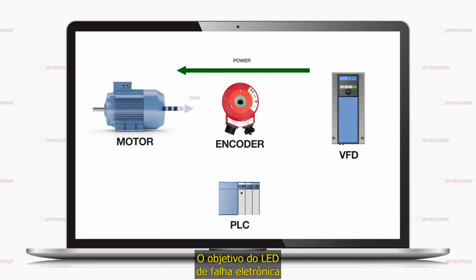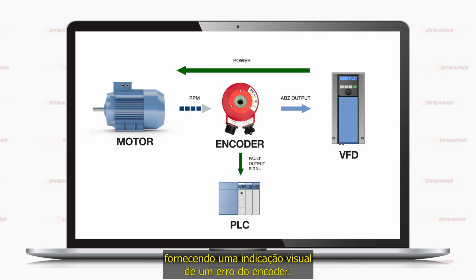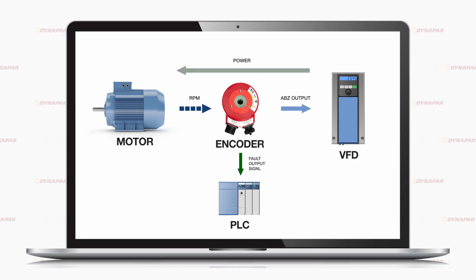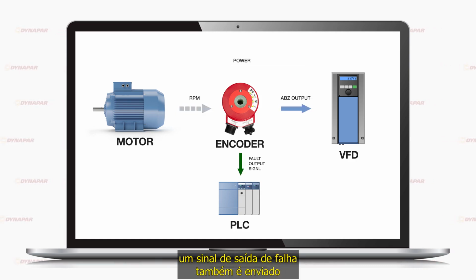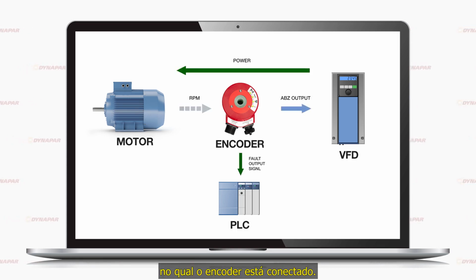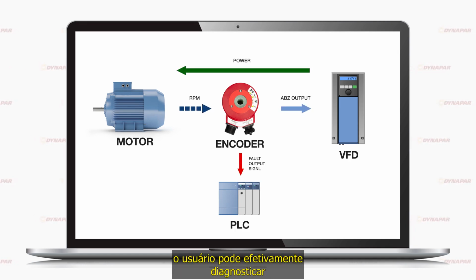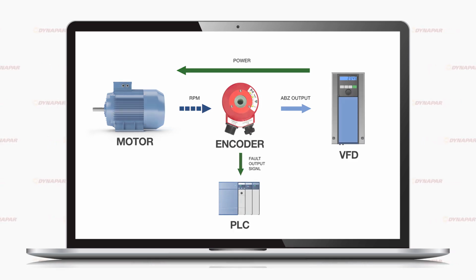The purpose of the electronic fault LED is to simplify the troubleshooting process by giving a visual indication of an encoder error. In addition to the LED located on the housing of the encoder, a fault output signal is also sent from the encoder's primary and diagnostic connector to whatever monitoring device you have the encoder wired to. With this information, a user can effectively diagnose if the problem is encoder related or if other areas of the system need to be investigated.